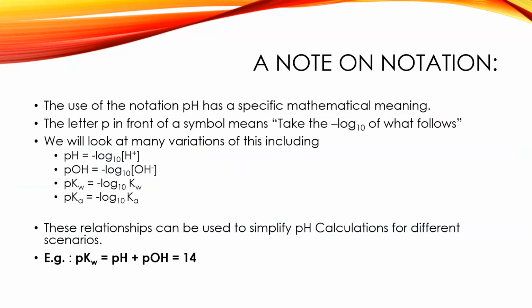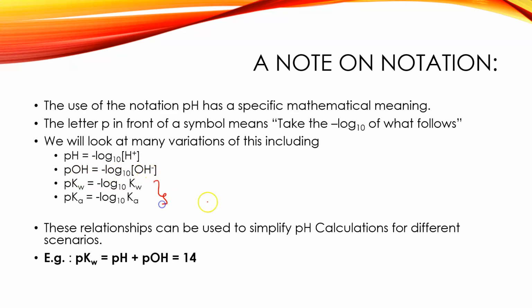So the use of pH has a specific mathematical meaning. That is, that the letter p in front of the symbol is simply saying, take the negative log to base 10 of what follows. So we can see this in many variations in our studies of acids and bases, that being pH is the negative log to base 10 of the concentration of H+, while pOH is the negative log to base 10 of the concentration of OH-.